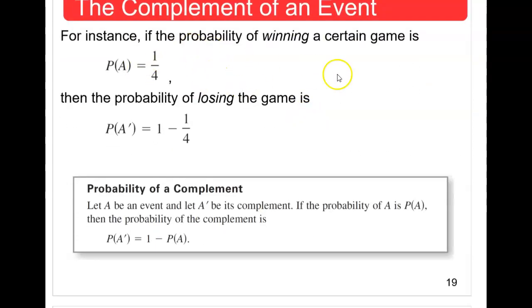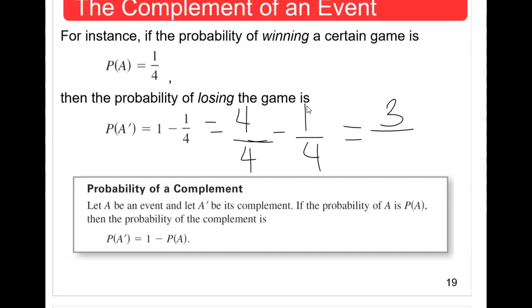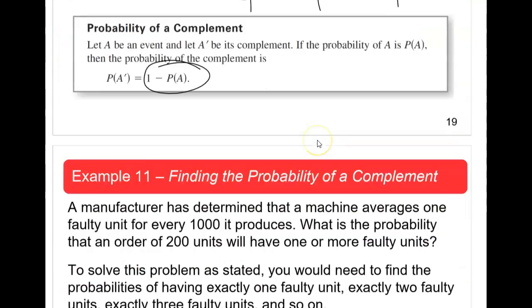For instance, if the probability of winning a certain game is 1/4, then the probability of losing the game is going to be 1 minus 1/4. And of course, 1 needs to be converted to fourths, so it will be 4/4 minus 1/4, which is 3/4. So it is more likely that you will lose than that you will win this game. Just in general, always 1 minus the probability of that certain event.